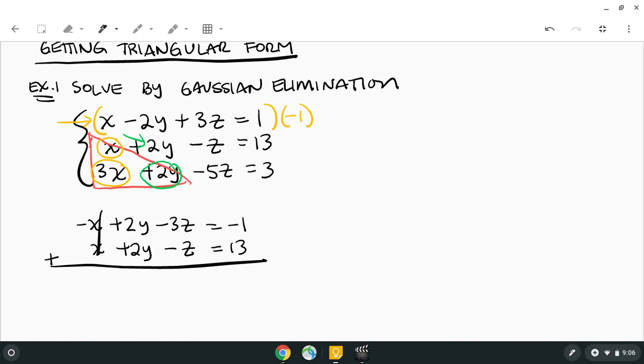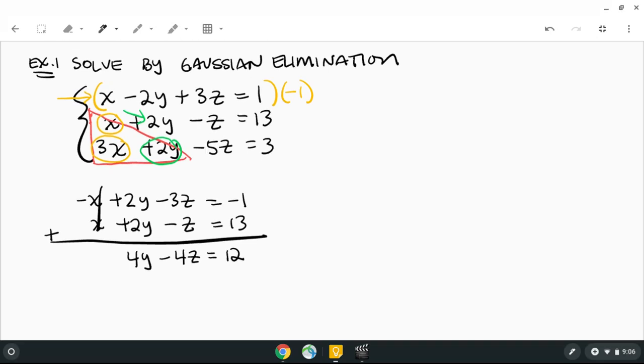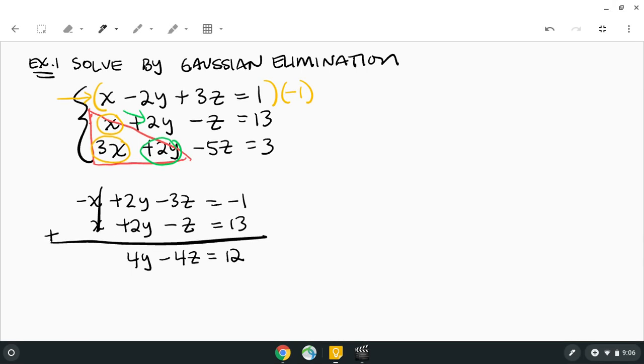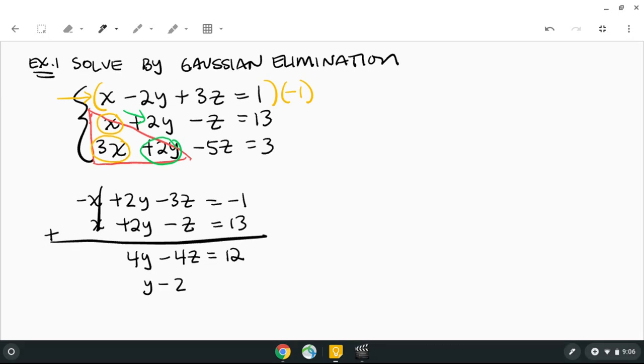And these cancel, which is what I wanted. And I get 4y minus 4z equals 12. This is what I'm talking about. I like to look to see if the equation has any common factors so that I can divide the equation by that and work with smaller numbers. Notice how here they're all divisible by 4. So let's make these numbers smaller by dividing them all by 4. If I do that, I get y minus z equals 3.